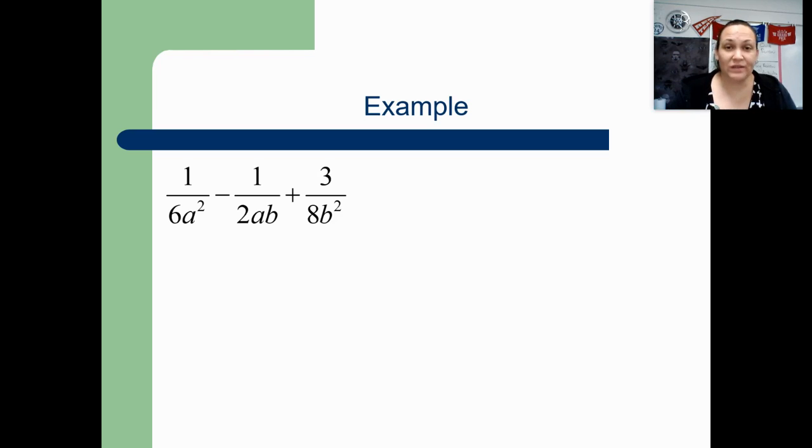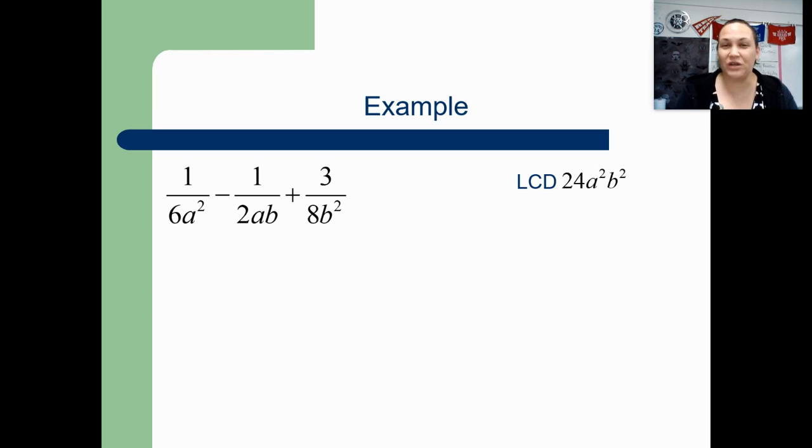For your variables, it's actually like the reverse of what we did for GCFs. So GCFs and LCDs are kind of opposites of each other. So we're actually going to take the biggest exponent that we see on each variable, and that's going to be part of our LCD. So for our letter A, I'm going to use an A squared, and then for the letter B, I'm going to use a B squared. So my LCD is 24 A squared B squared.